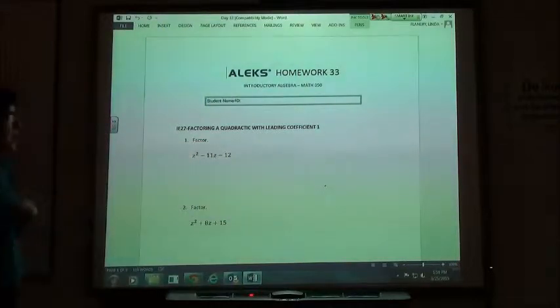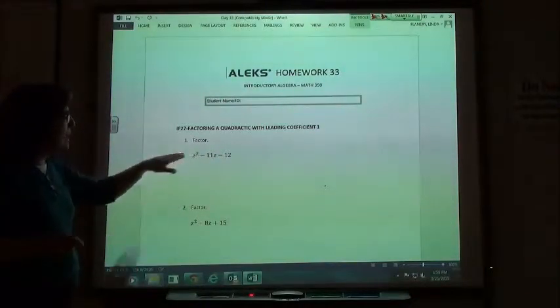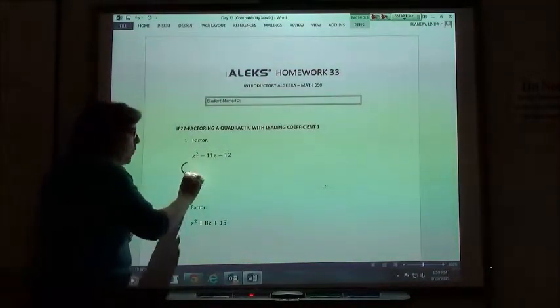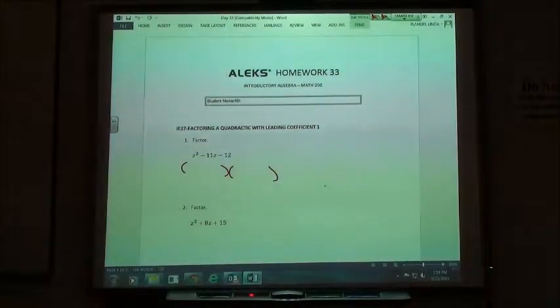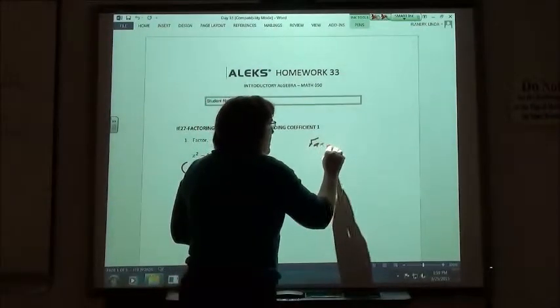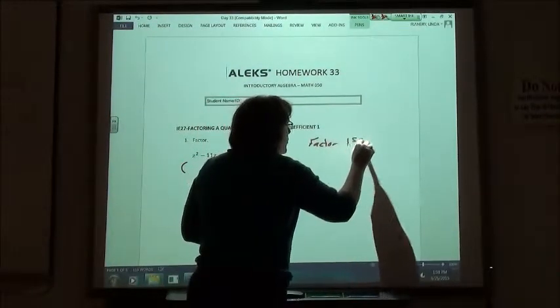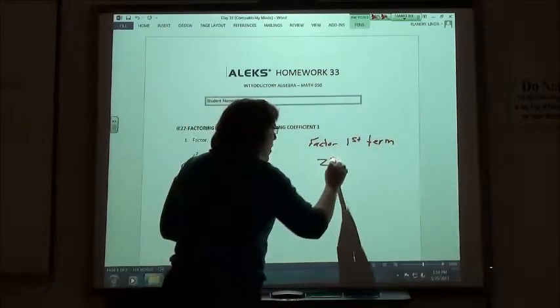If I want to factor that, I have to recall that when I do factoring, I'm trying to say what times what gave me this answer. And when I ended up with 3 terms, it came from FOILing. So I know that I had to have my 2 sets of parentheses. So I'm going to start and I'm going to factor the first term, which in this case is the z squared.